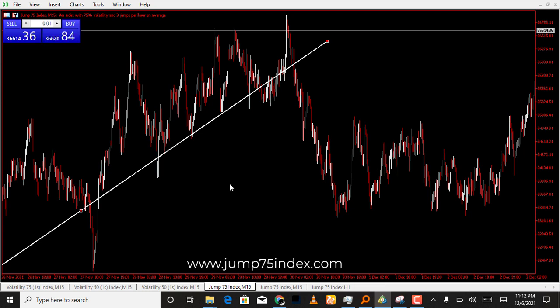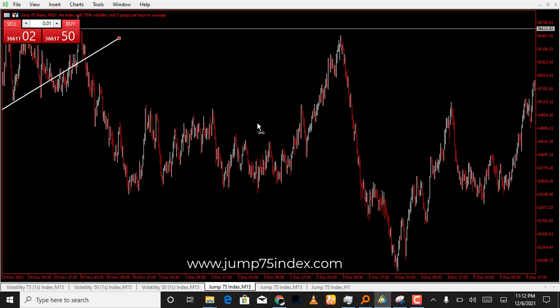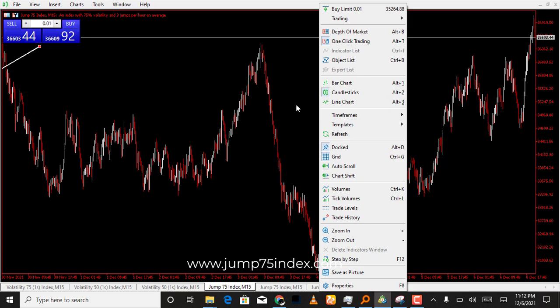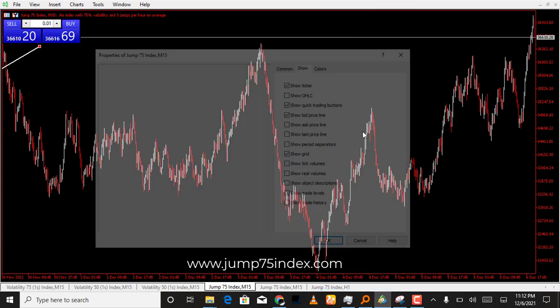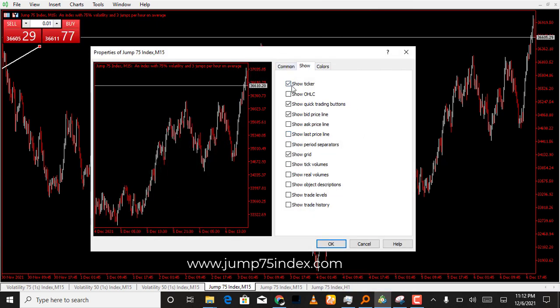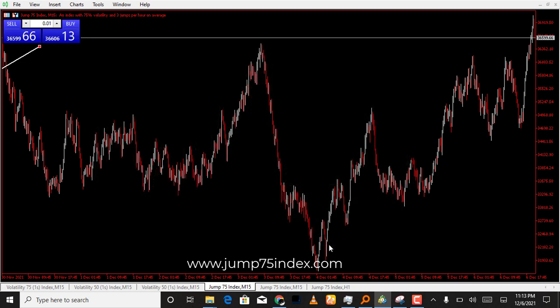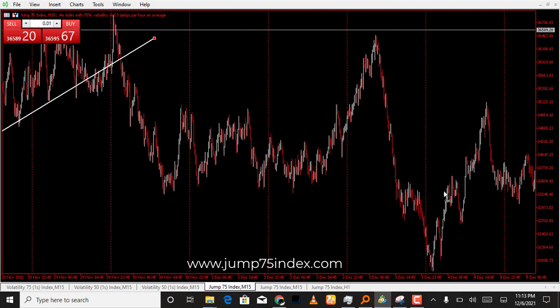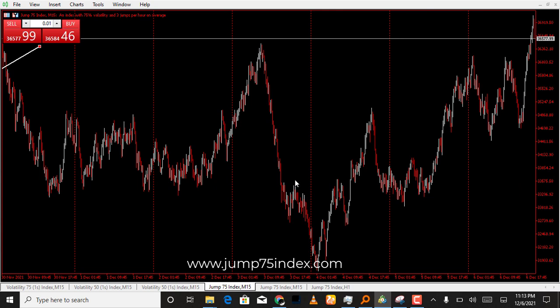So the first thing you need to do in your meta trading application is to enable period separators. In your chart, you will click here and go into properties. You can simply click F8 and show period separators. As you can see here, if I enable my period separators, it will separate my price into different days.